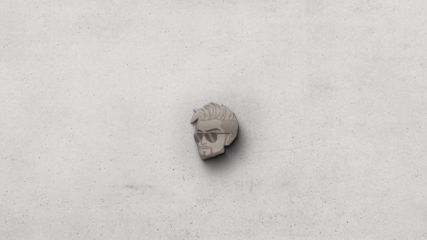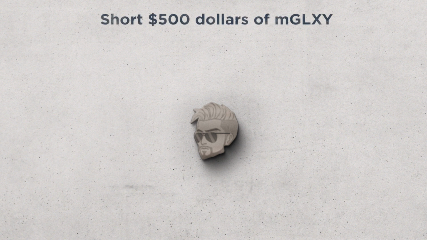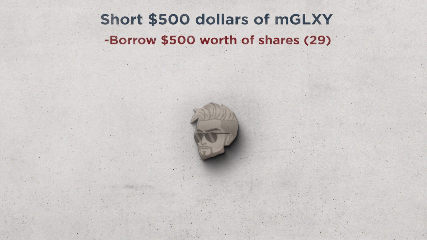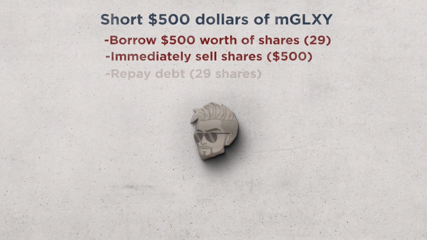All right, we're going to start with Chad, and Chad here wants to short $500 worth of M Galaxy. In order to do that, we're going to borrow $500 worth of shares. We will then have Mirror immediately sell those shares back to the open market for $500, which we get to keep. Then at some point in the future, we will close this position by returning the 29 borrowed shares, ideally for a cheaper price than what we borrowed them for.